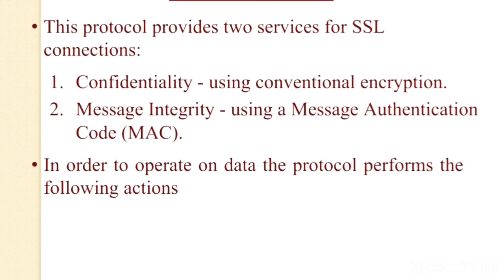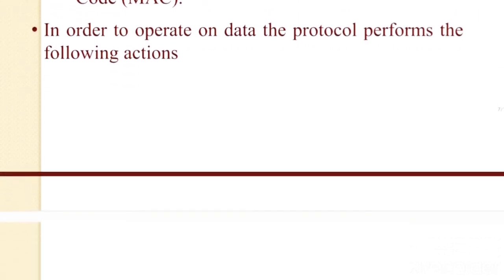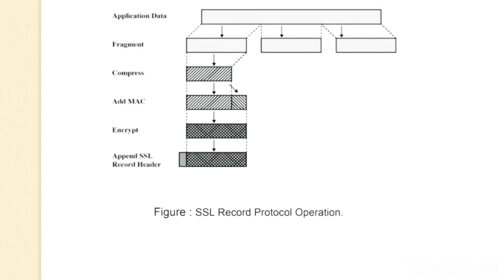First, the SSL Record Protocol. This protocol provides two services for SSL connections: confidentiality and message integrity. Here, for confidentiality, we use conventional encryption that converts the original text into ciphertext, and the ciphertext is again decrypted into the original text. For message integrity, we use a message authentication code, which we call a MAC. In order to operate on data, the protocol performs different actions. See the diagram.